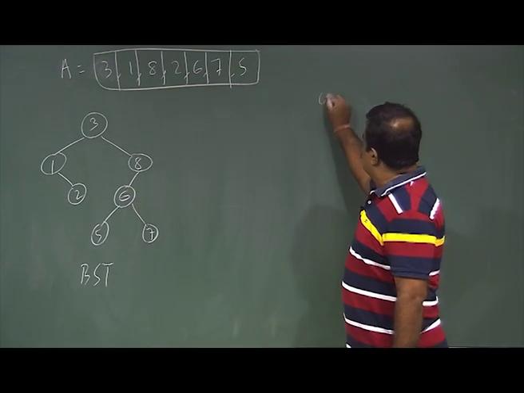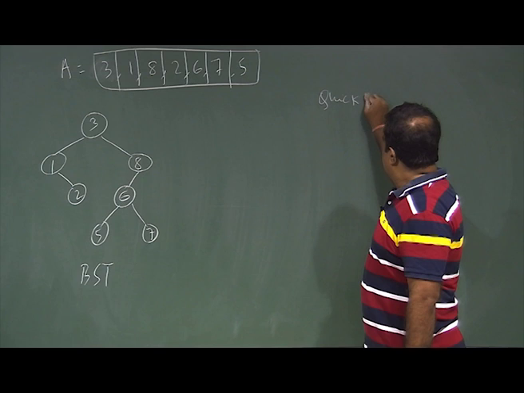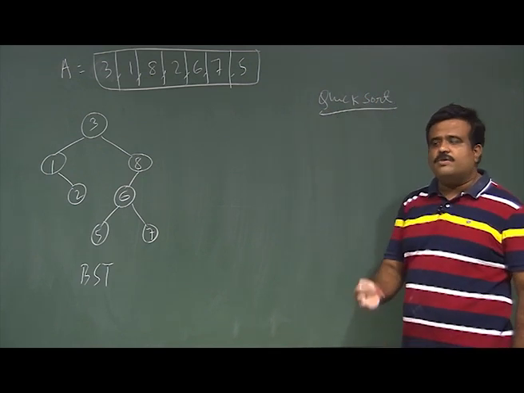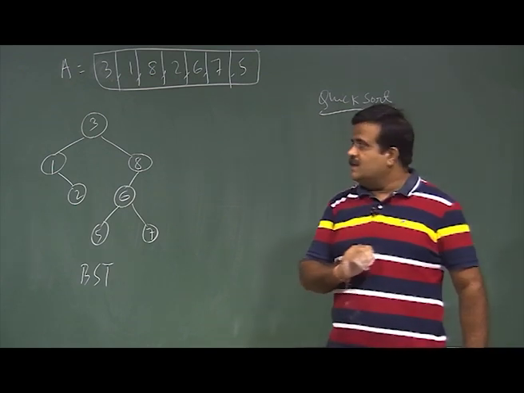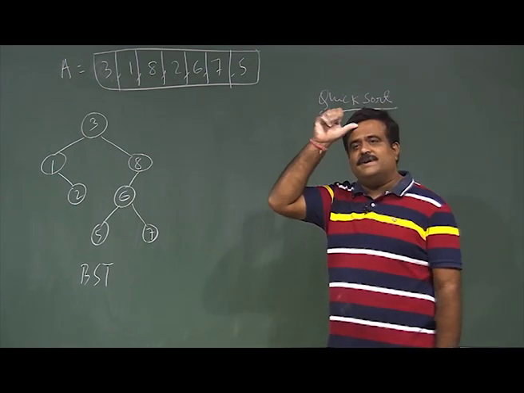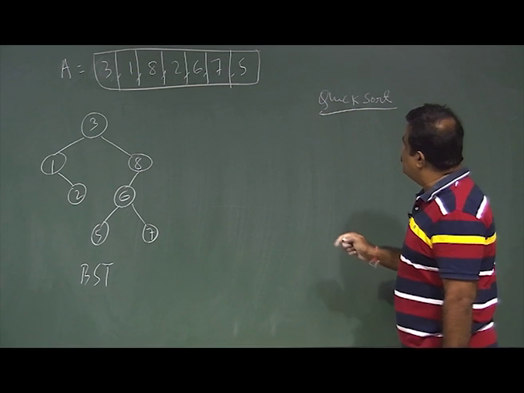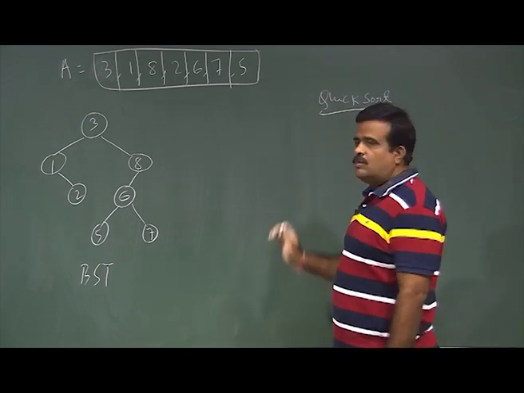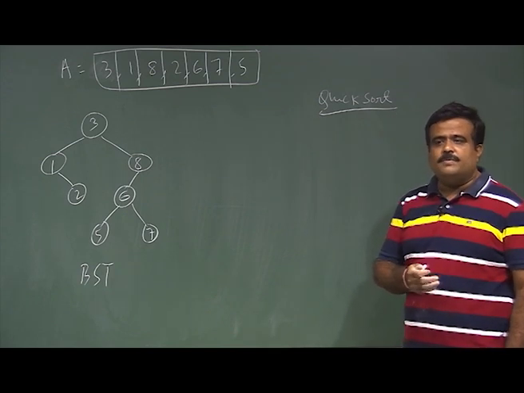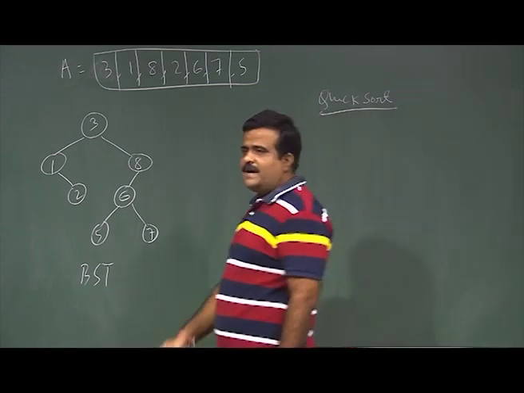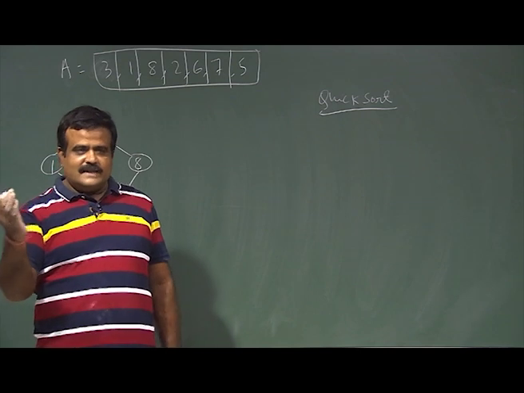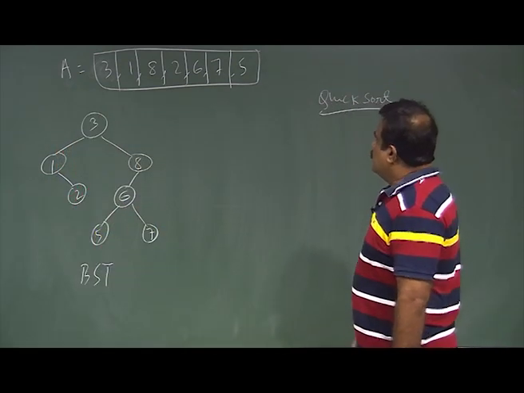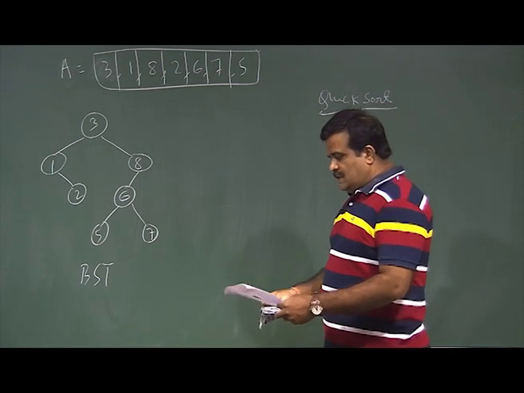Now, let us talk about quick sort performance on this input. In quick sort, what are we doing? We are choosing a pivot element. Suppose we choose the first element as the pivot. So, 3 is the pivot. What will the pivot do? The pivot will partition this array into 2 subarrays. All the elements less than x must be in the left subarray, all the elements greater than x must be in the right subarray.